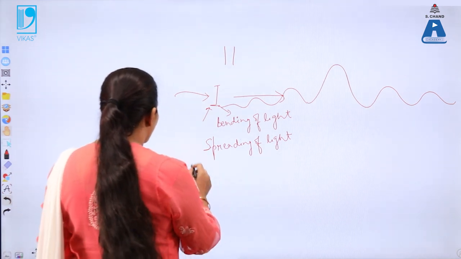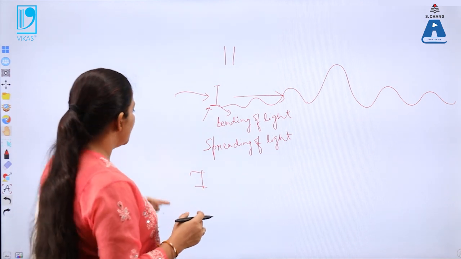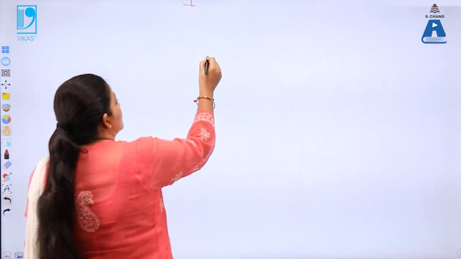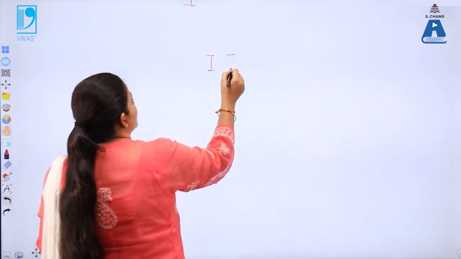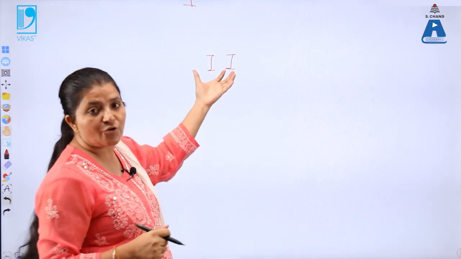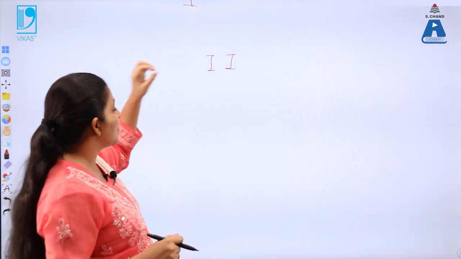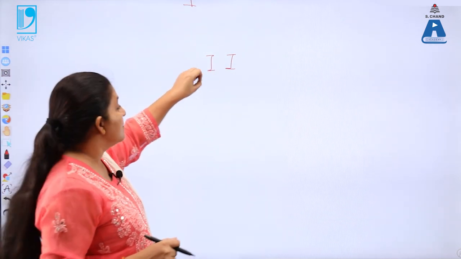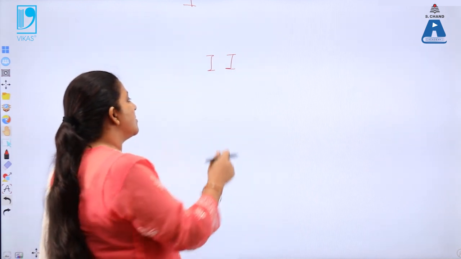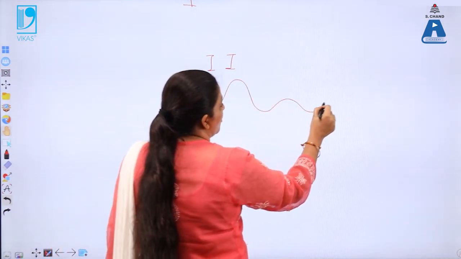Again, there is another object. Now there are two objects, one object and the second object. When these two objects are placed far away from each other, we are able to see them because they are resolved. How can they be resolved? Because their diffraction patterns are resolved from each other.